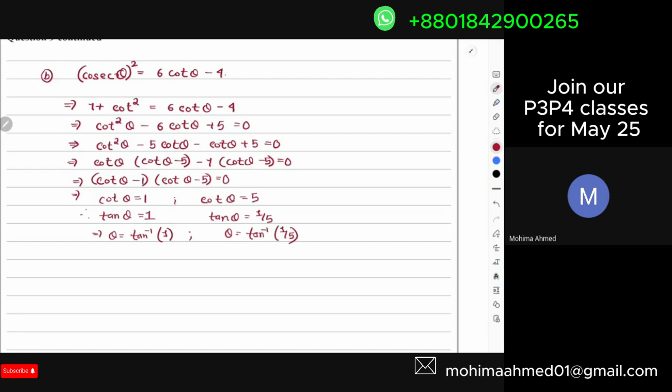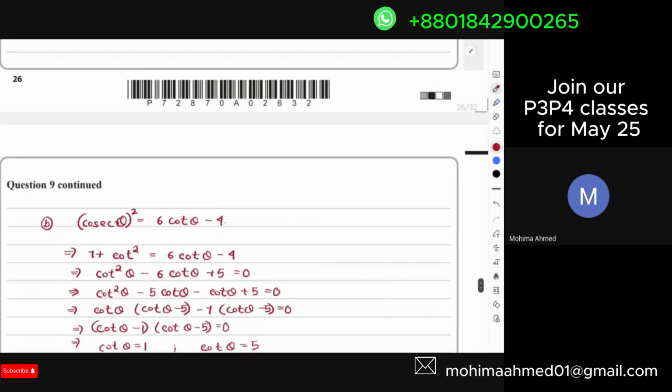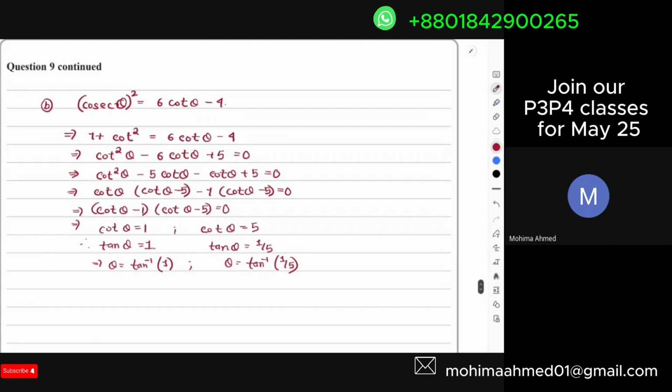So you can write your answer in radians within the range of 0 and half pi. Obviously, convert your calculator into radian mode, and then you get tan inverse 1, which is pi by 4.